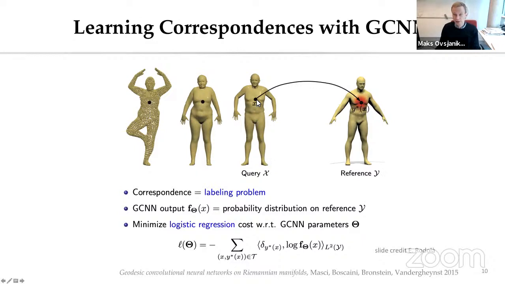you can say, what is the corresponding point on this template, right? And you can treat it as a label, right? So you can think of it as a kind of semantic segmentation problem.